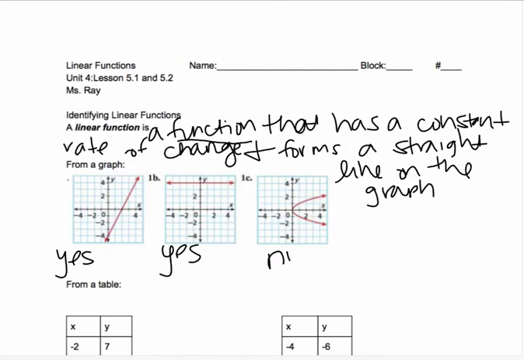This is not a linear function because it is not a straight line. It is a curved line. In fact, it's actually not even a function at all because it does not pass the vertical line test. So it's not a function, but if it were a function, it would not be linear.